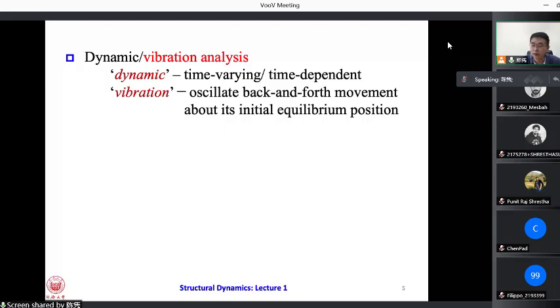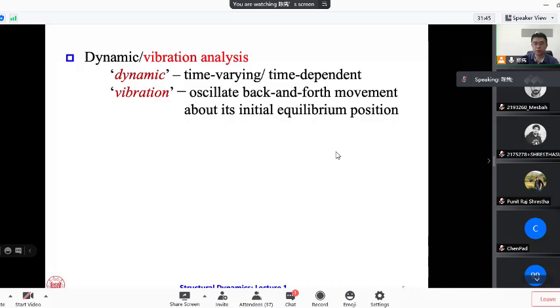the dynamics of structures. And what is the meaning of dynamic we need to first discuss? So what is dynamic analysis, or sometimes vibration analysis? The dynamic here means time varying or time dependent, which means the state of the structure is time varying or time dependent. And vibration means that the structure oscillates about an initial equilibrium position. There's always an initial equilibrium position, and the structure vibrates about this position. So this is what vibration means.